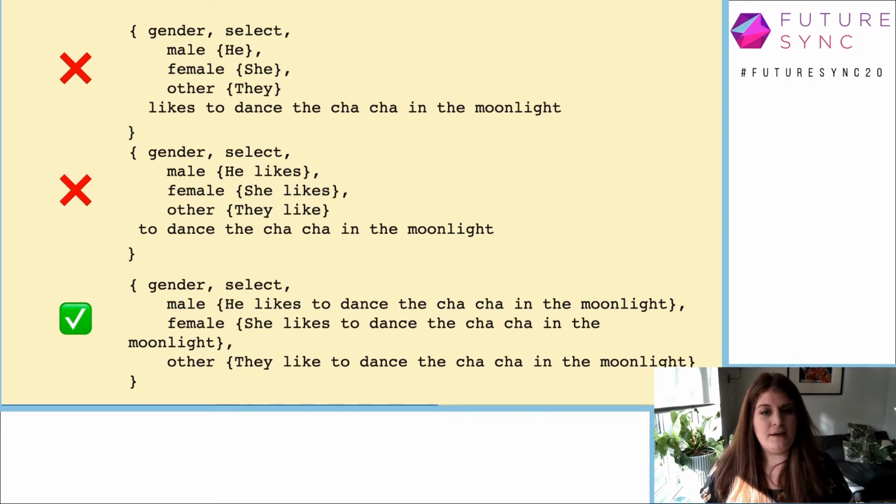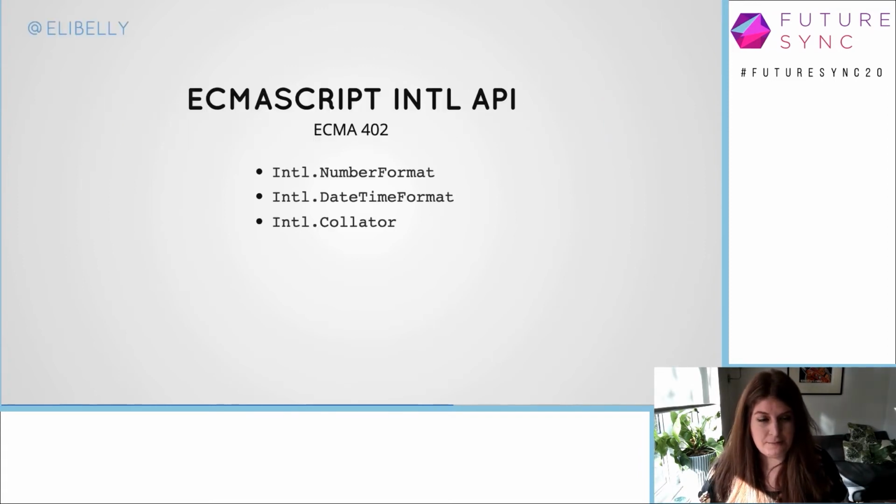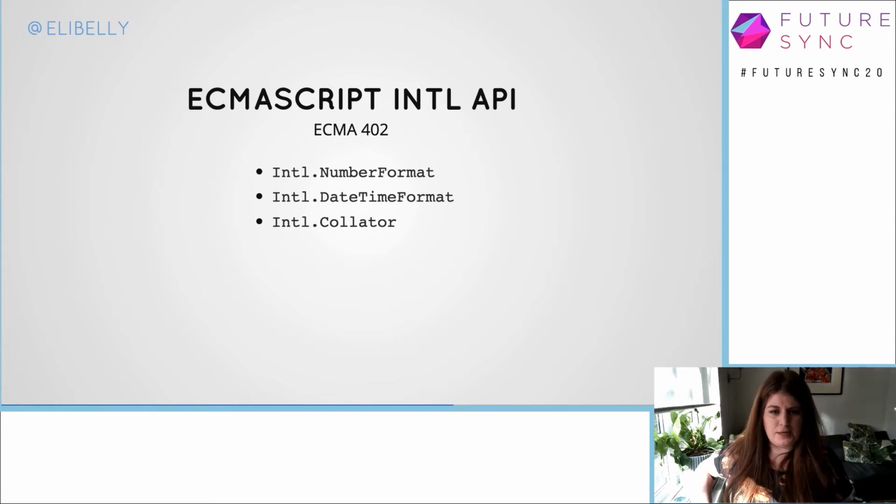Moving up on the cake, JavaScript Alert. This is where we start getting codey. JavaScript actually has an internationalization API, which when I wrote this talk, I was blown away by because I had no idea. It's also being worked on actively. You can look for ECMA 402 to see all the stuff that's proposed to make it better. Currently, it has a number format, a date-time format, and a collator.